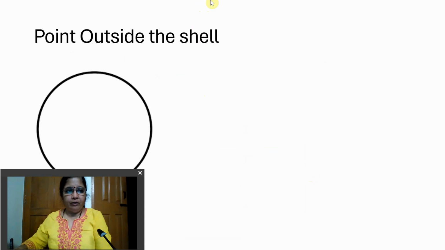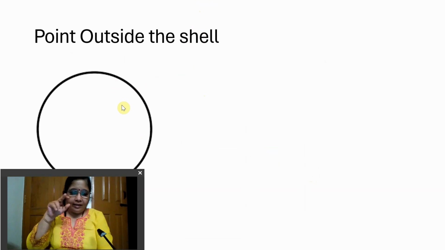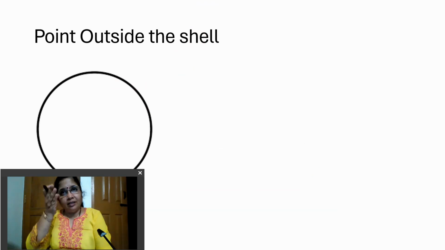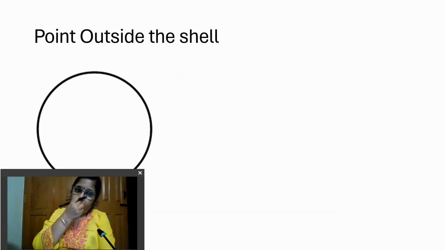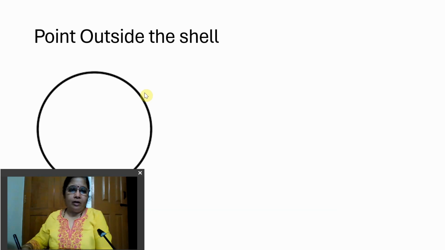So now we have to consider gravitational potential due to a spherical shell. When I say spherical shell, you can imagine it is a hollow sphere. That is what I call a spherical shell. So we have a point somewhere outside the shell, and the gravitational potential due to this shell should be found at this point.